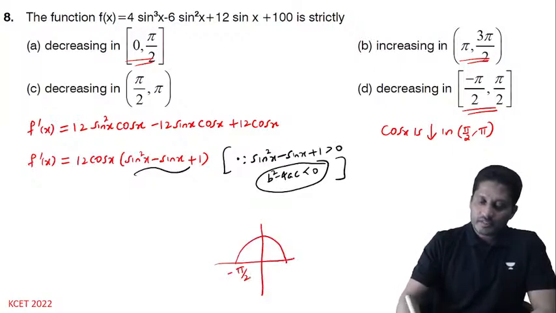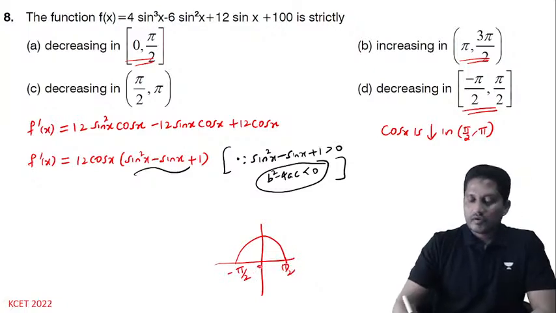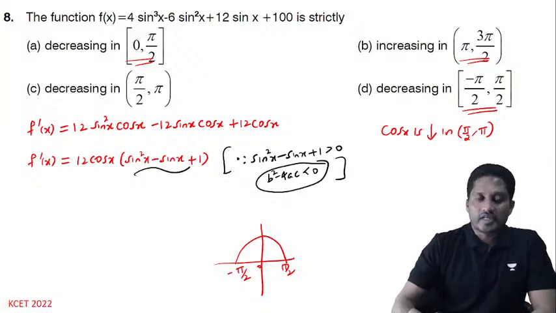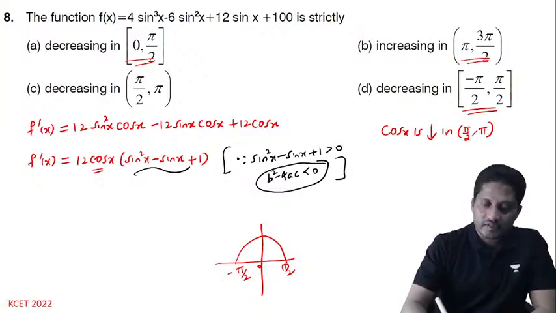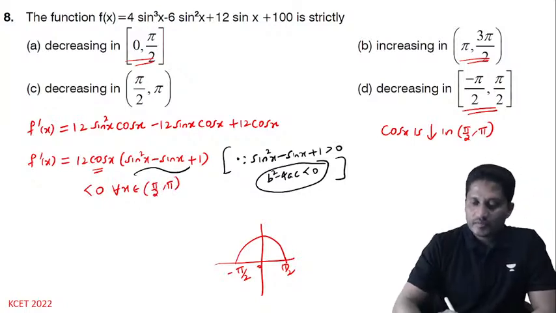This is minus pi by 2 to plus pi by 2. Here also cos is increasing only. The only thing is here this is negative for all x belonging to pi by 2 comma pi.